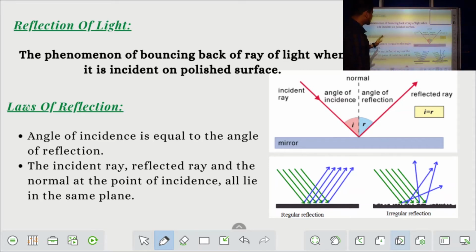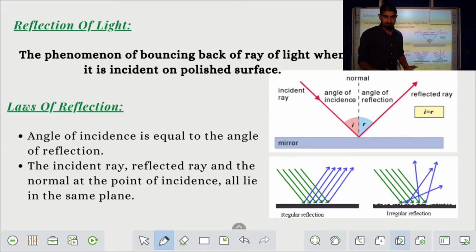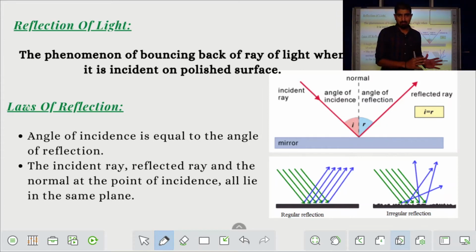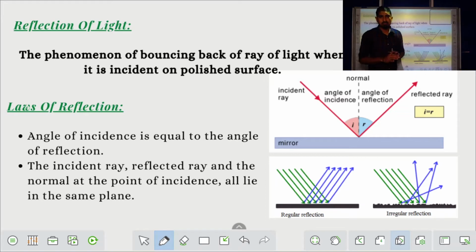The phenomenon of bouncing back of a ray of light when it is incident on a polished surface. Beautiful definition, but from this what do you understand? Okay, very simple. Now you go to class, you have a desk, right? Under the writing surface of the desk you will have space so that you can keep your belongings like books or maybe a bag.